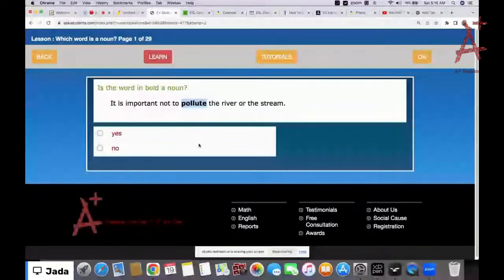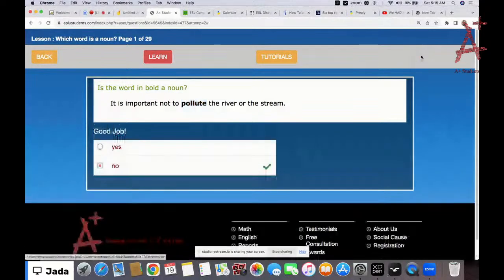Send your answers. Let's see. Is pollute a noun? Yes or no? Okay, so we have no. Gadel says no. Ayomide says no. Thank you, everyone. No. So we'll click on no now. All right, good job, guys.